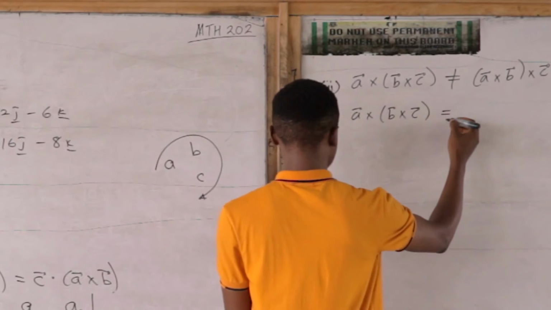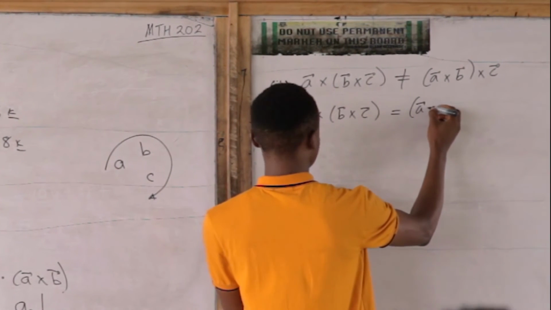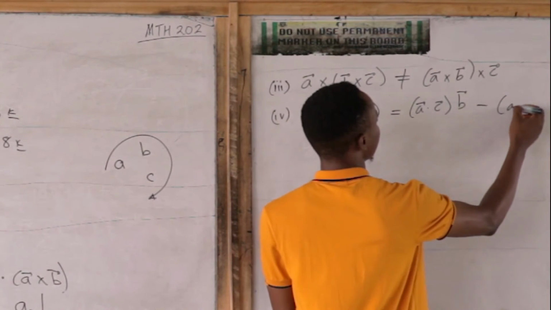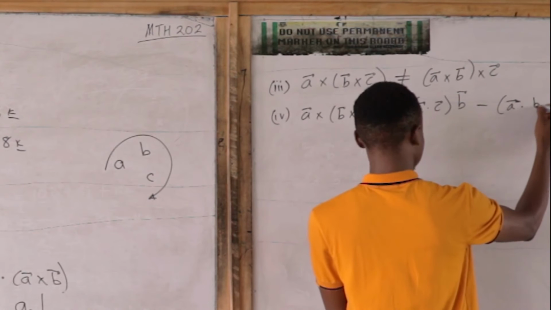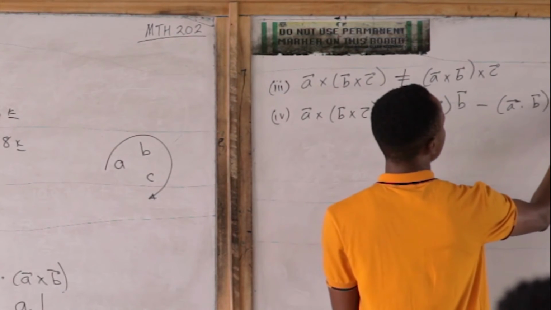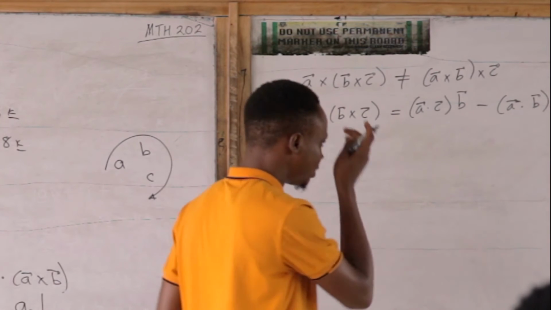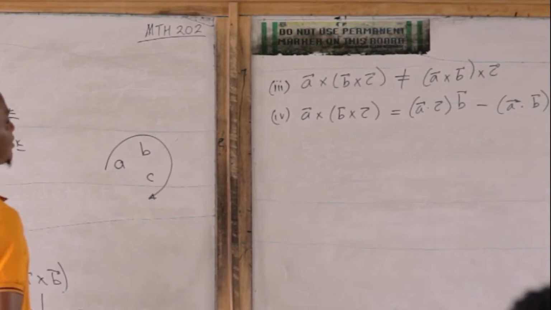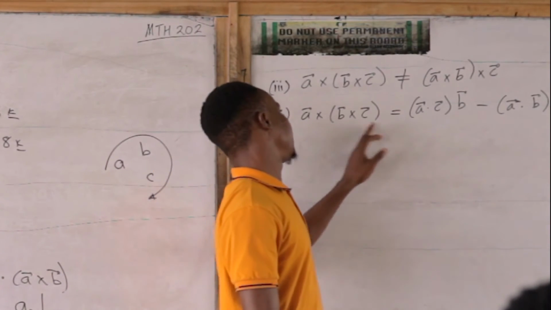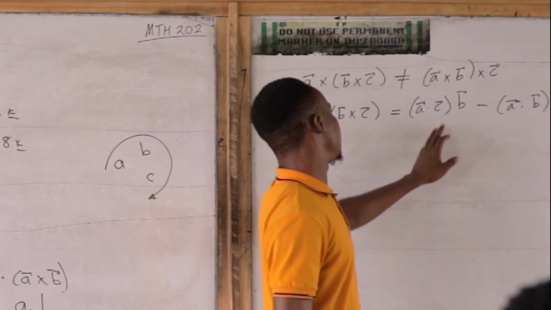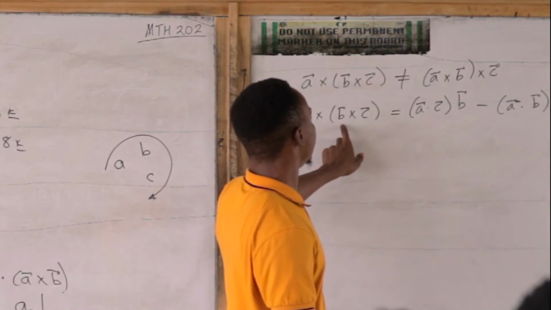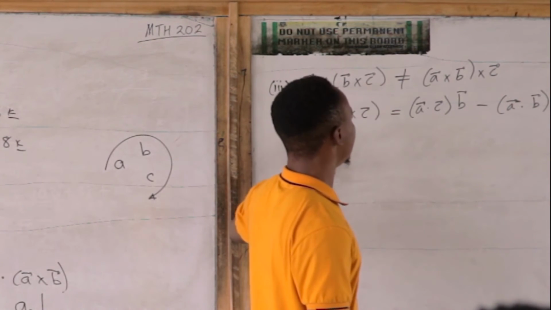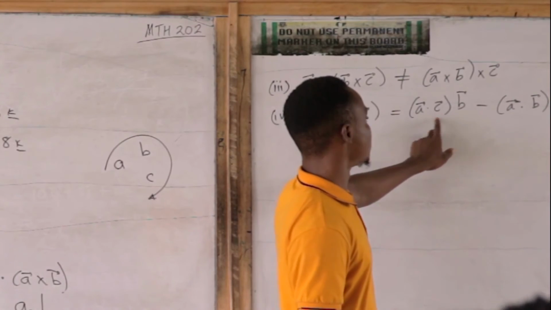A cross B cross C is the same thing as A dot C divided by B minus A dot B multiplied by C. So you can simplify this. If you want to do this vector triple product, please pay attention, take B out first and also C out second, and then you follow the same order. A will come first.